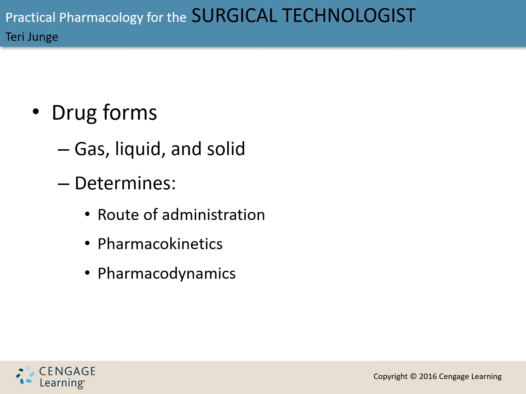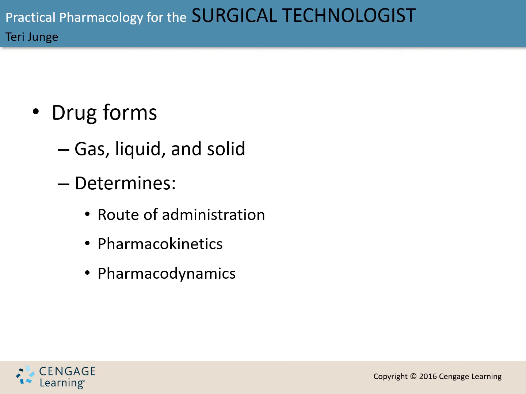Now, as we probably all learned in our high school biology class, anything that has mass is made up of matter, right? Matter is any substance that has mass and takes up space. There are 3 different forms of matter, and those forms are gas, liquid, and solid. There is another form of matter, which is plasma, but since there aren't medications that are made of plasma, we're not going to be talking about that form of matter in this lecture.